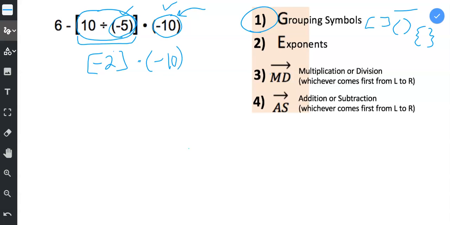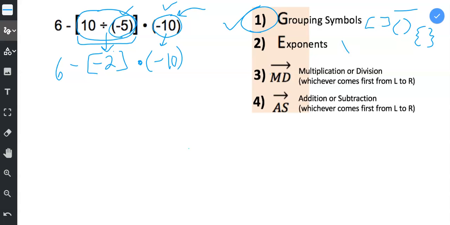And then I just copy the rest of the problem. That's supposed to be multiplication. And then I'm finished with grouping symbols. I know that I'm finished with grouping symbols when I only have one number inside of the grouping symbols. So now I move on to exponents.